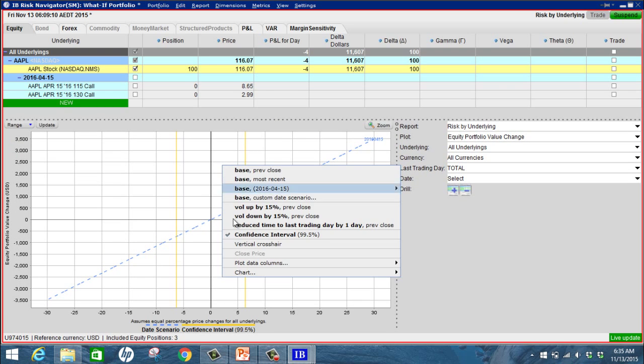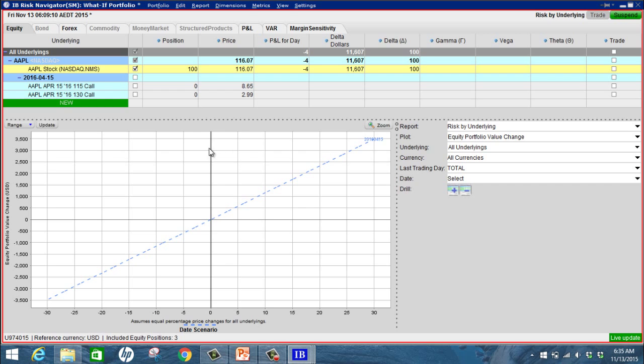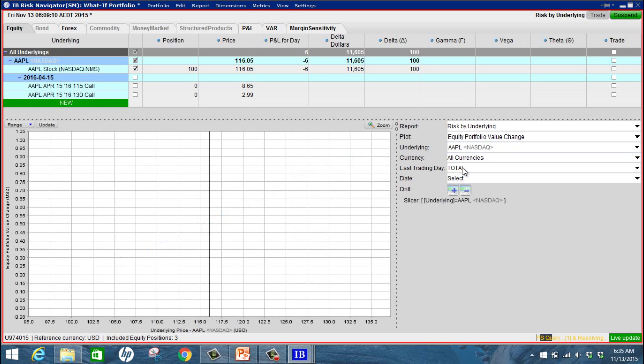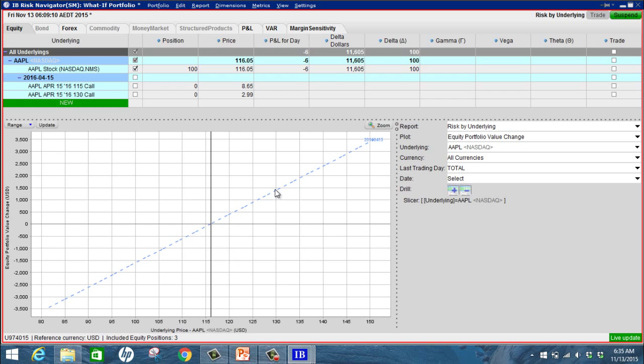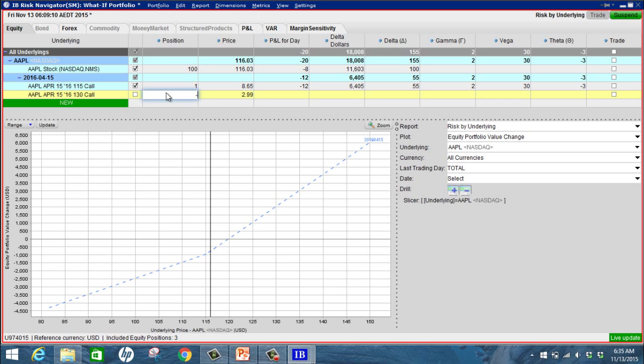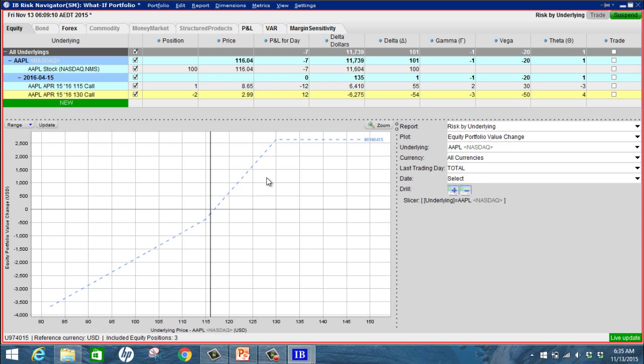That's what our stock graph looks like. So change that to Apple. We need to get back to about 130. So we need about $1,500 to get back to break even. So what happens when we buy one of these and sell two of these?